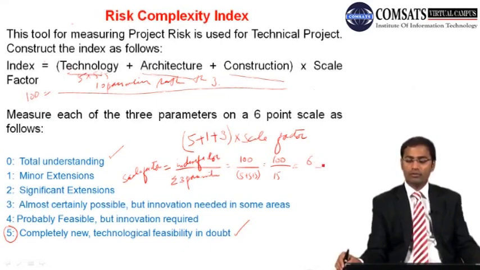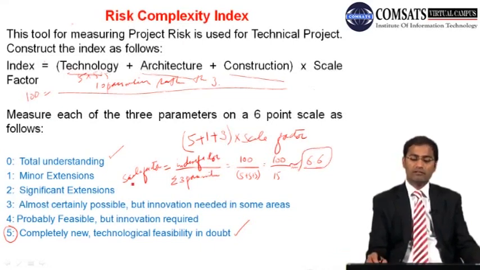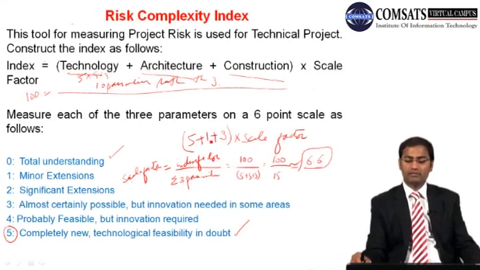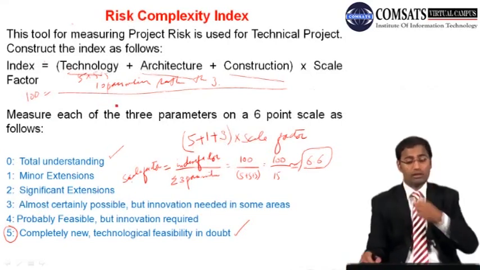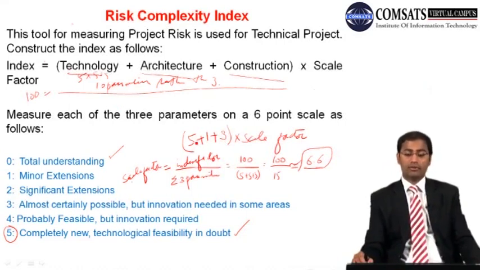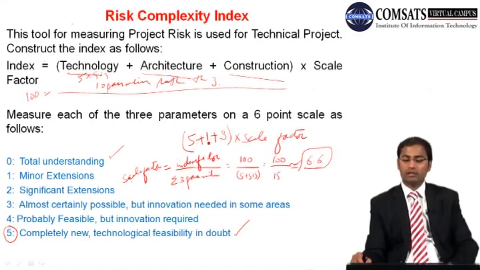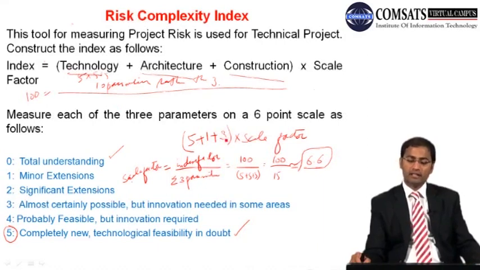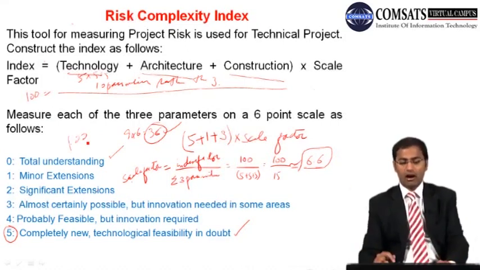Okay, so we are having something like that. So this is the scale factor. Now we are having this 5 plus 1 plus 3 for our particular project. So technology is totally new, so we are putting 5, very risky, and then our architecture is very simple, so 1, and constructability is 3. So if we add these, 5 plus 1 is 6, 9, and 9 times, let's say 6, so 36. The maximum is 100, and we are having 36. Let's have an idea how good we are.